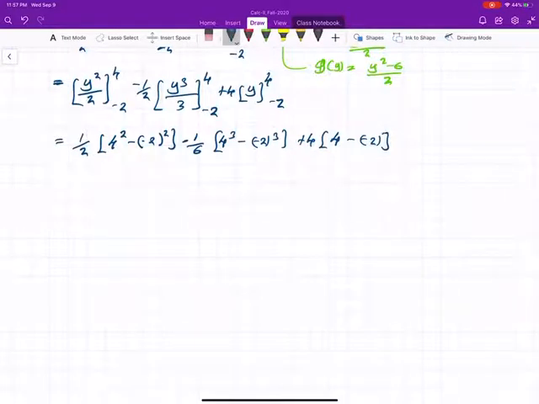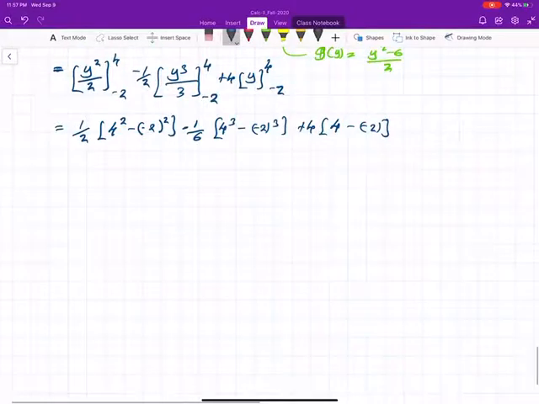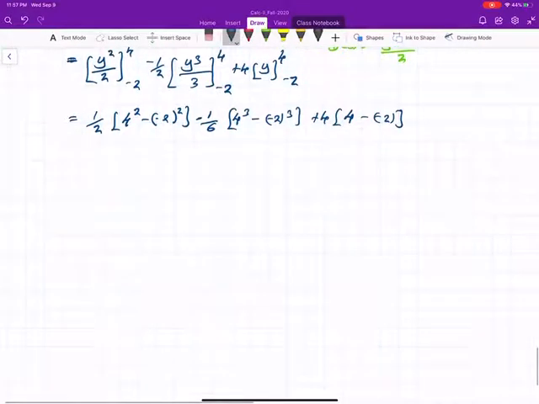Alright, you have to simplify each. This is simple simplification. You can use any electronic device if you need. If you simplify this, you will get 24. Okay, so that's the final answer.